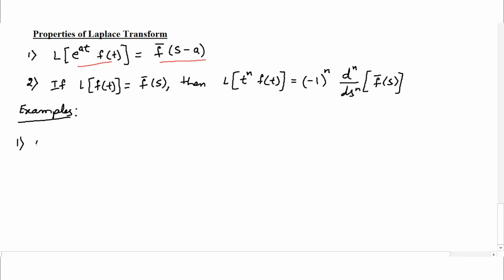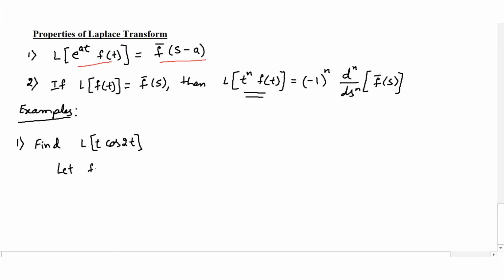Question number 1: we have to find the Laplace transform of t cos 2t. So let us try to find out the Laplace transform of t cos 2t. If you compare this with the result over here, it is t power n into f of t form. So first let me find out f bar of s by taking f of t.